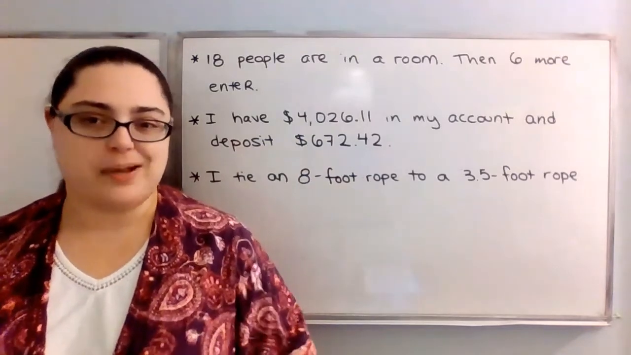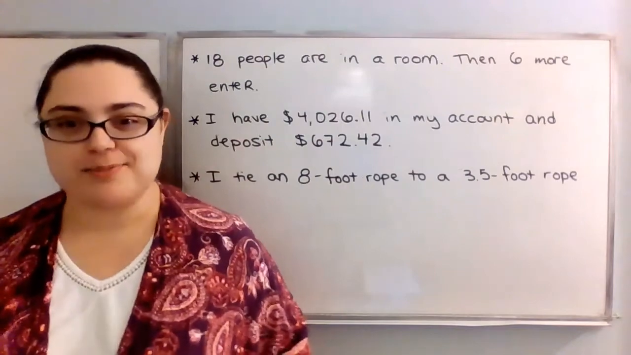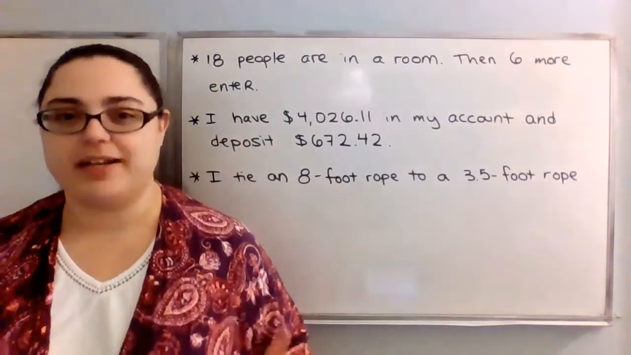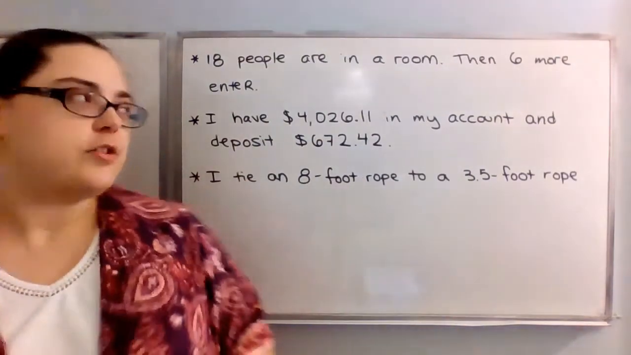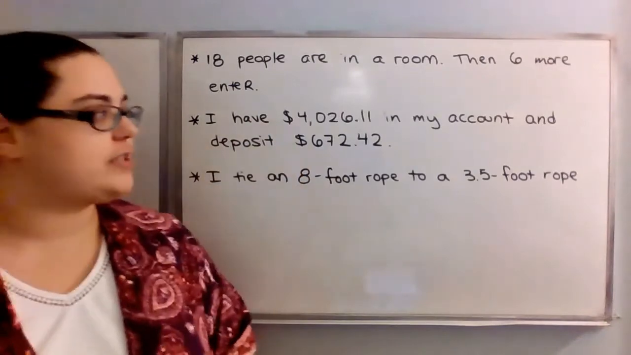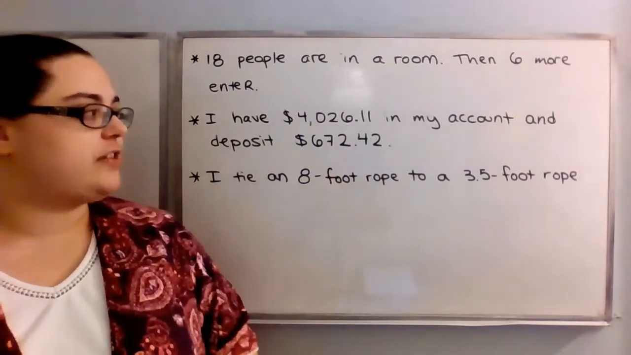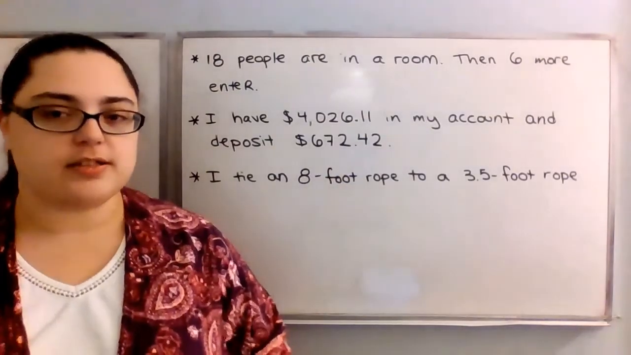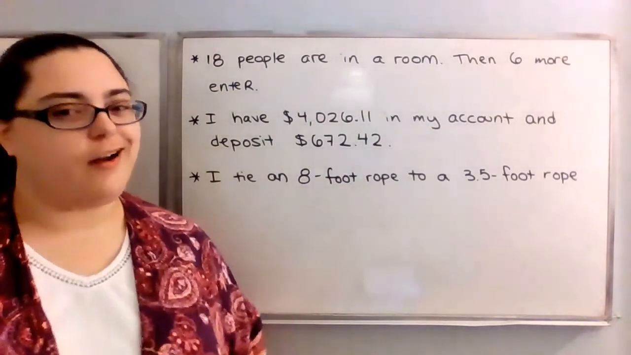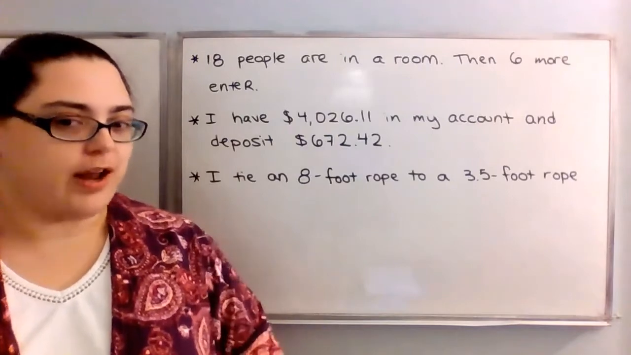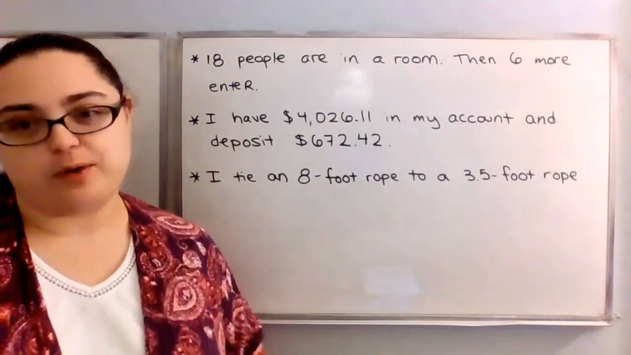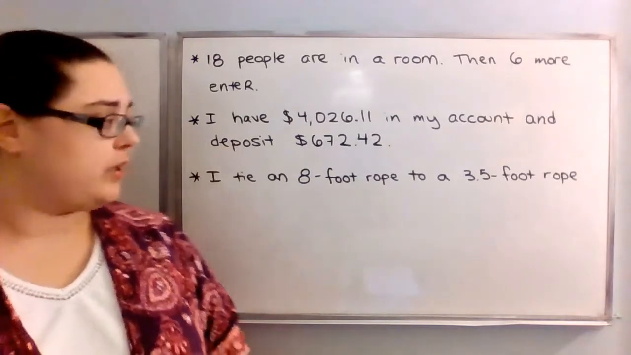For the second example, let's say money is more your thing. You think in terms of money, it's easy for you to think about. Suppose you have $4,026.11 in your account, and then you deposit $672.42. How would you figure out how much total you have in your account now? This is a situation where we would need to do some addition.